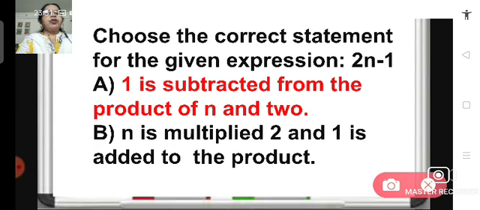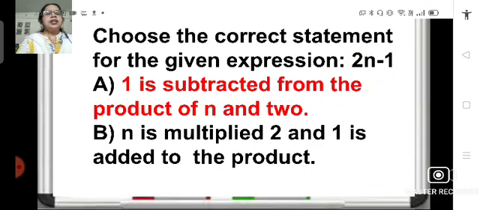One is subtracted from the product of n and 2, and b is: n is multiplied by 2 and 1 is added to the product. So, the first one is the right one, isn't it? 1 is subtracted from the product of n and 2. This is the product of n and 2, and 1 is subtracted from it. So, this is the right statement.